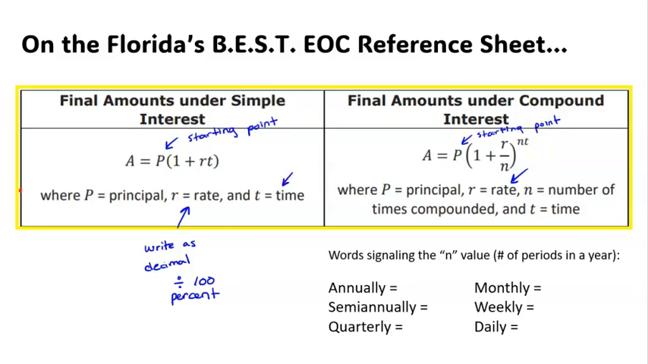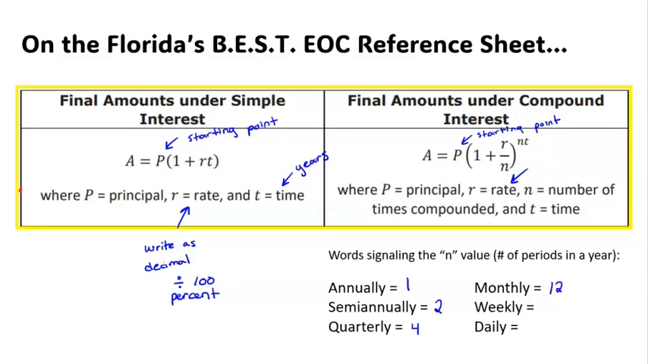T is going to refer to the number of years. And then with compound interest, that's where we start talking about how many times we are compounding the interest in a year. And so that's going to be the number of periods in a year. So annually, that's just once a year. Semi-annually means 2 times in a year, so every 6 months. Quarterly, we remember that means 4. And then monthly, you should know that there's 12 months in a year.